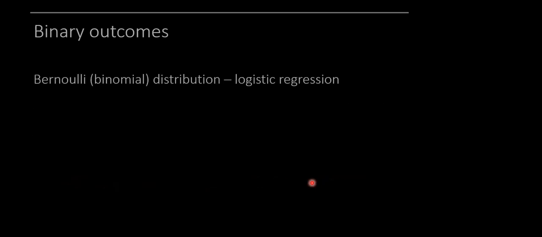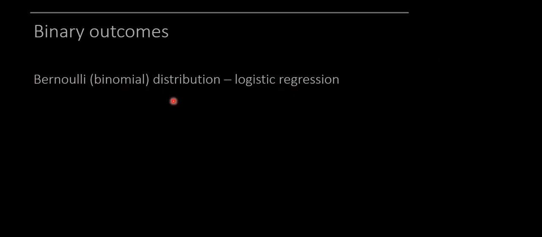Okay, binary outcomes. What if you've got a binary outcome, so it can only take on 2 possible values? Again, I'm sure you're probably all familiar with this. You can use logistic regression, which is a generalized linear model where we assume that the probability distribution follows a Bernoulli distribution.